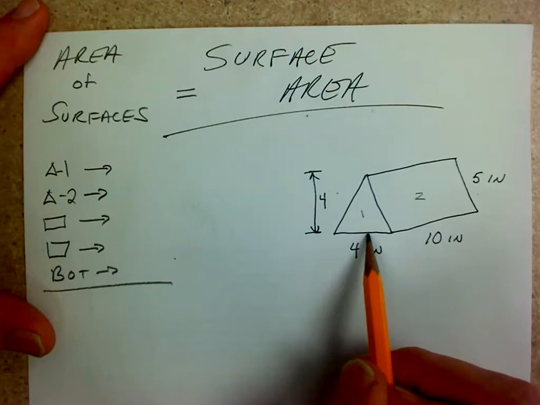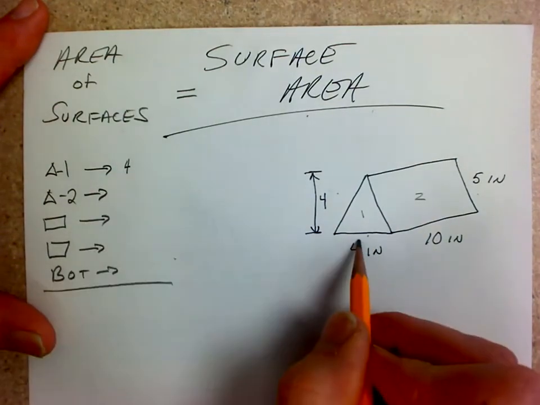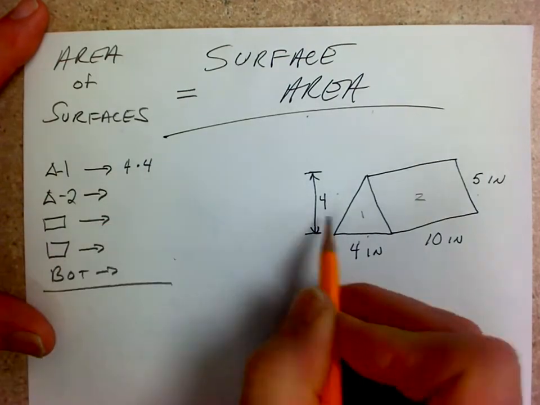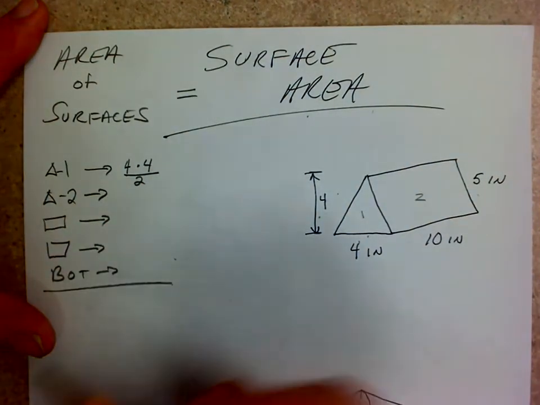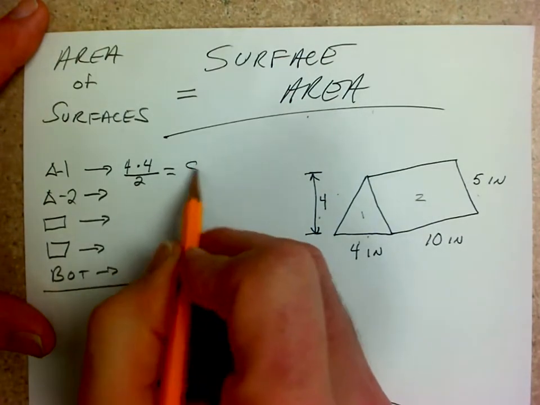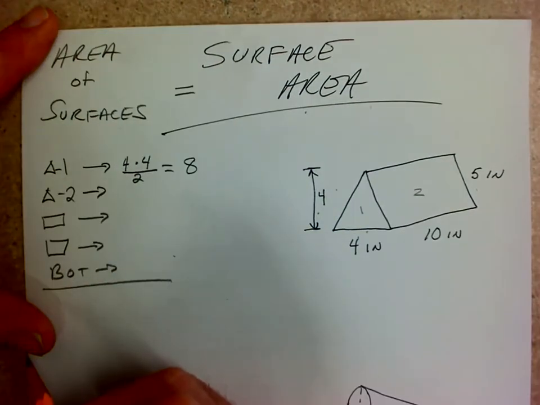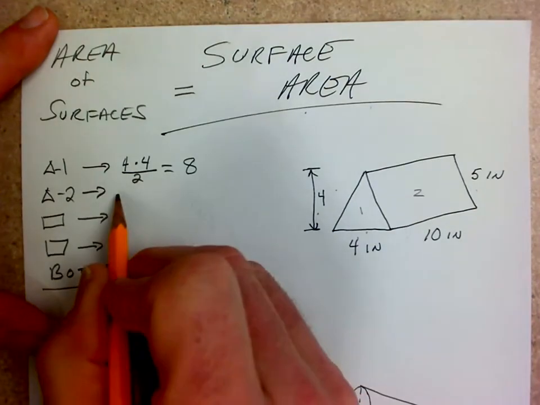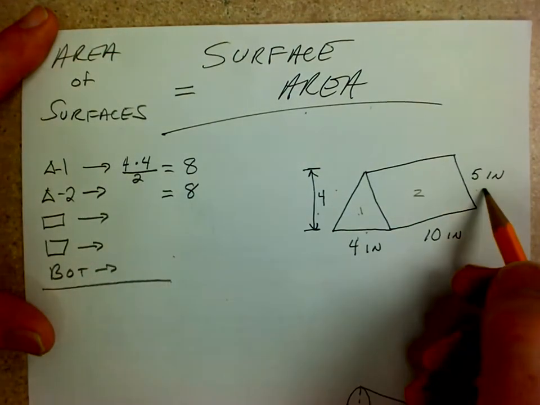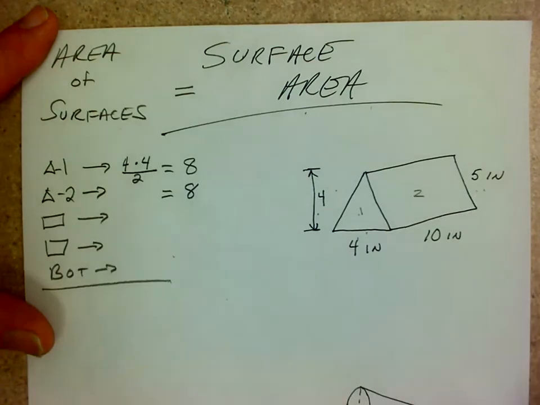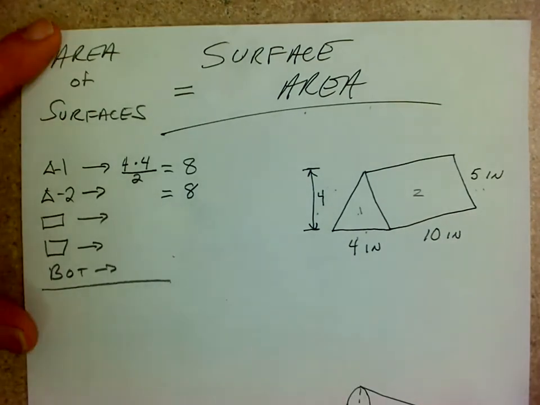So if we look at our first triangle here, the area for a triangle is base times height over 2. It has a base of 4 and a height of 4. Remember, we've got to cut triangles in half. So our first triangle has an area of 8. Our second triangle is going to be exactly the same. The front triangle and the triangle in the back are exactly the same size, so it will have an area of 8.